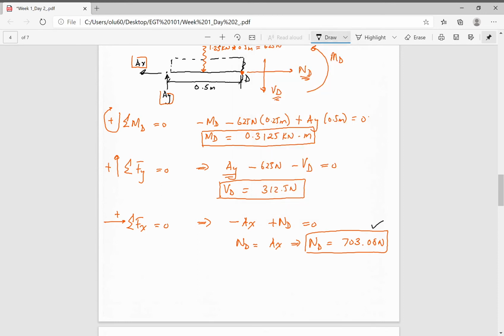So we found our normal force at point D, we found our shear force at point D, and we found our moment about point D. And these are all known as internal loadings.